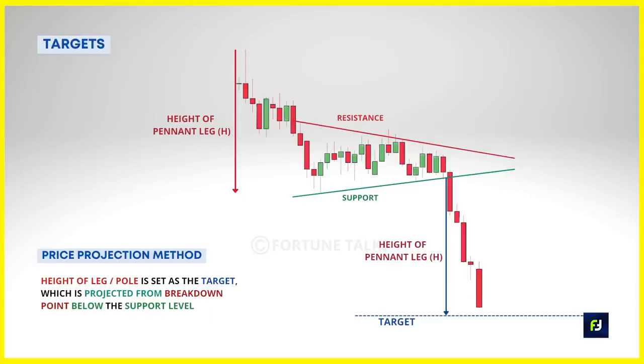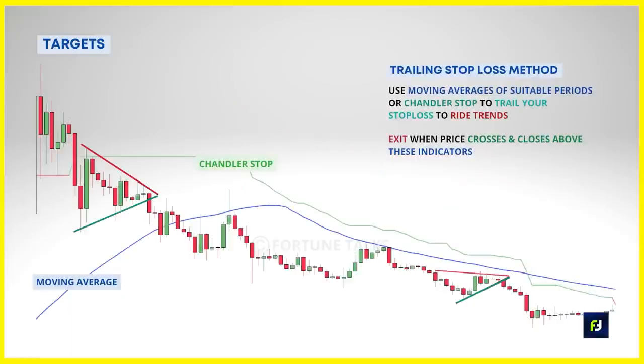Now the target can be set using the price projection method, where the length of the leg is projected below the breakdown point, or you can adopt the trailing stop loss method by making use of suitable moving averages when you are planning to ride the trend, and you only exit when the price closes above the moving average.